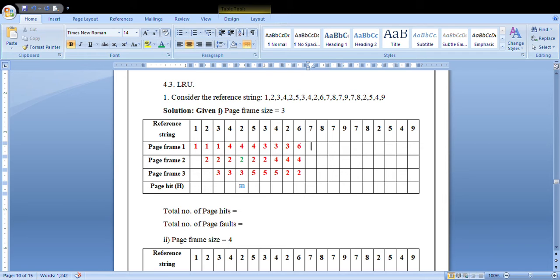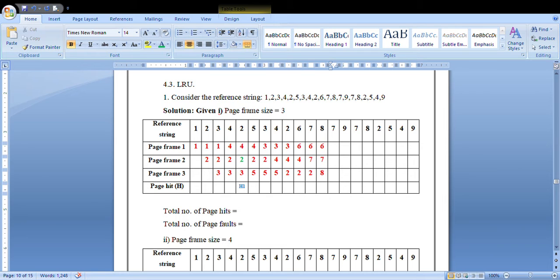Next the page number is 7. It replaces the oldest one, giving 4, 6, 7 and 2. Next is 8. It is a new page, so you need to allocate it from the existing ones. 2 is the oldest one, so replace 2 by 8.